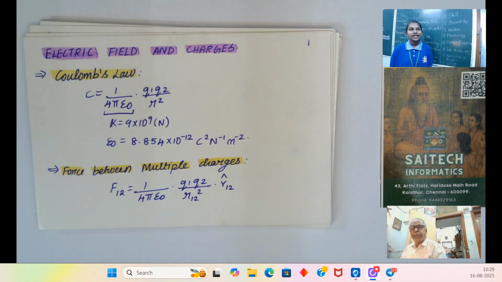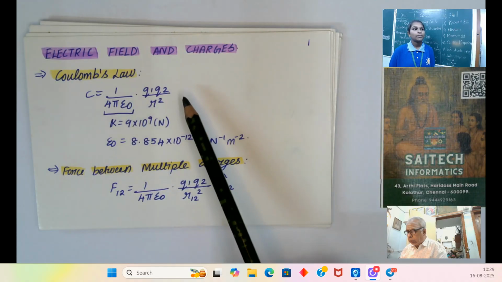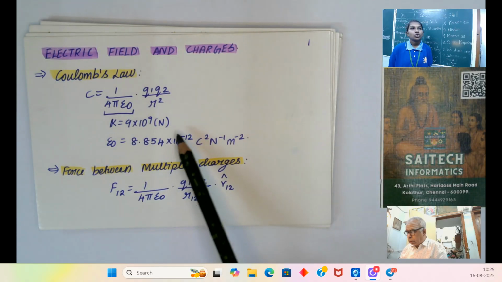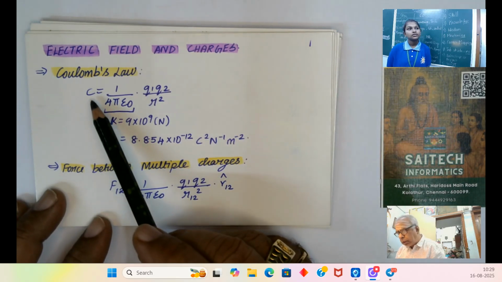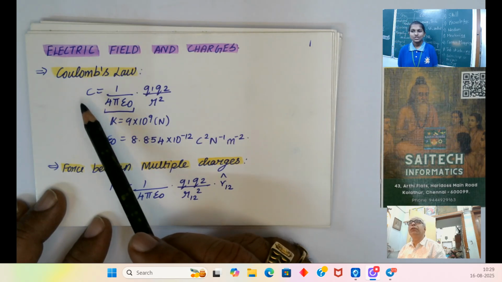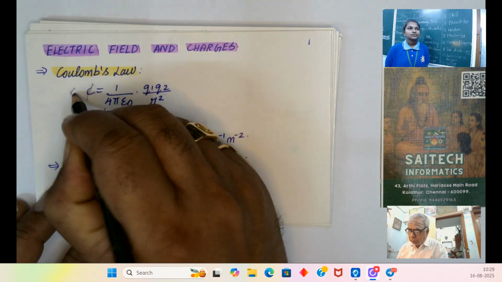First, I started with electric field and electric charges. In that, we'll be seeing Coulomb's law, where C is equal to 1 by 4 pi epsilon naught into Q1 Q2 by R square, where 1 by 4 pi epsilon naught can be represented as K. One minute. What is this C? It should be F. Coulomb's law. Sir, it should be F. Okay, sir. It is the force of interaction.